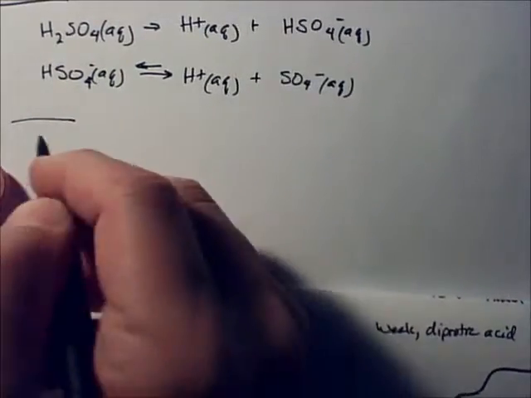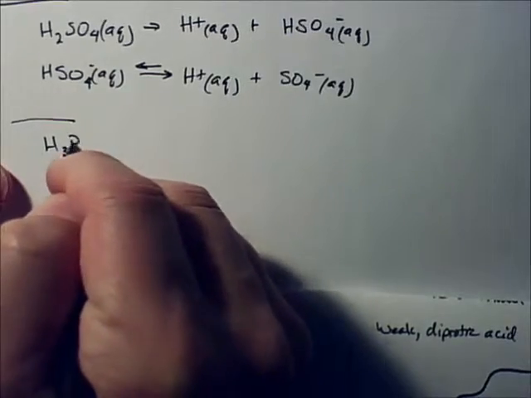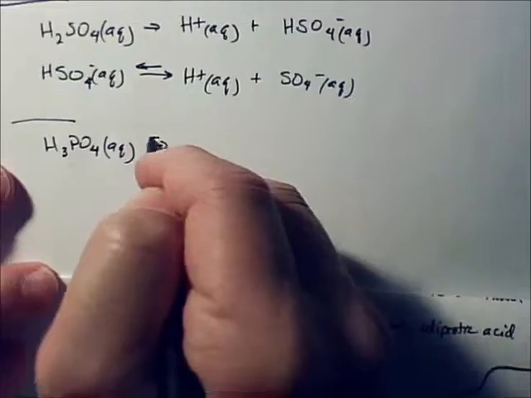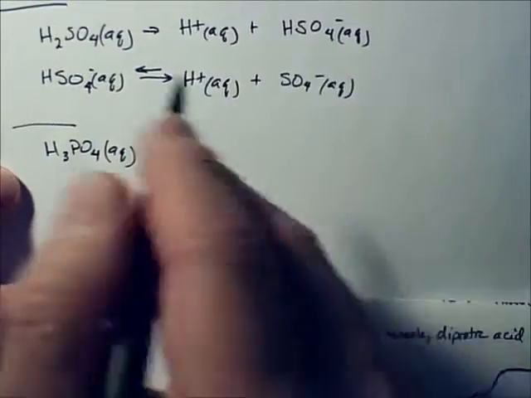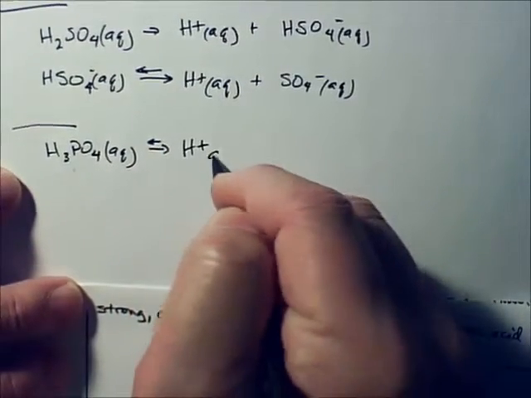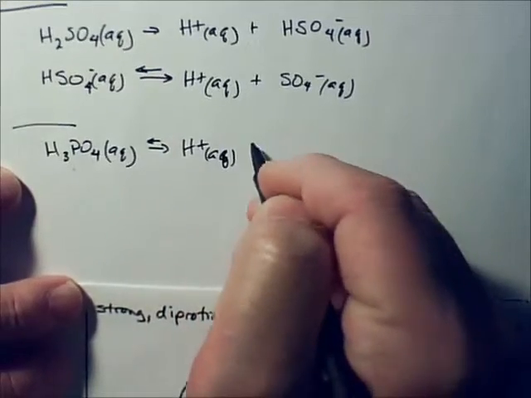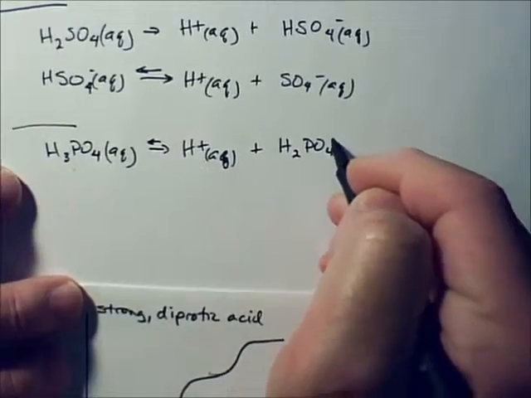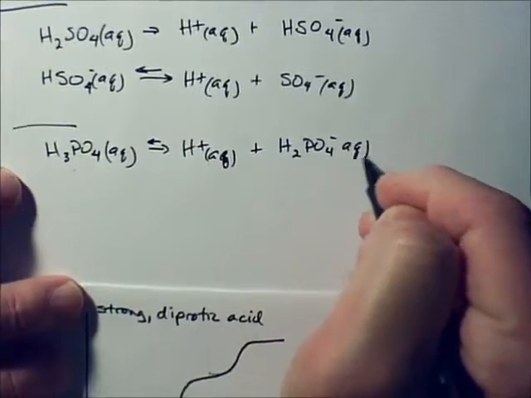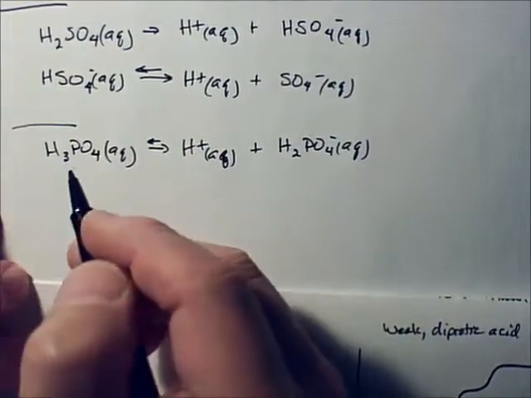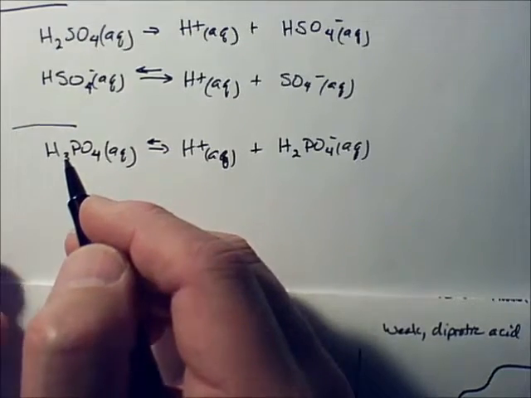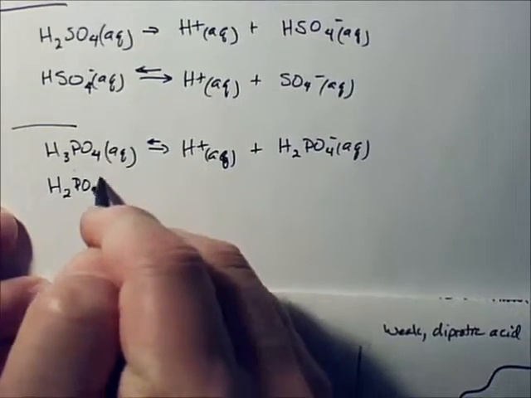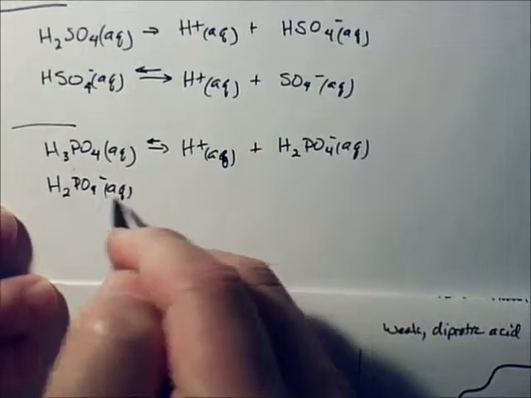And then we got triprotic acids. This is an example of a triprotic acid. There are no strong triprotic acids, by the way. Why not? That is a question that I don't think, well, I mean, there's a lot of high-level chemistry I go into, but really, did we want to go there today? No, we don't.